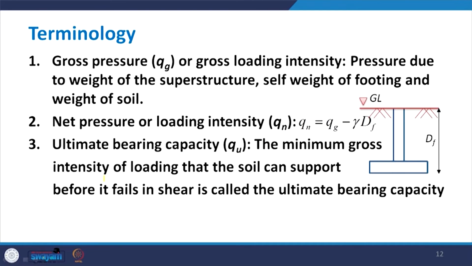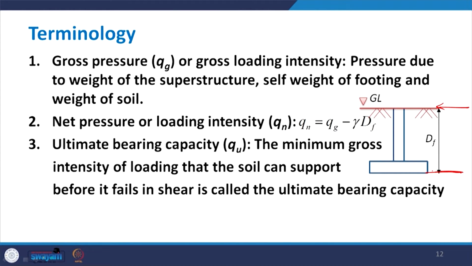Then we do have the net pressure or loading intensity, which is q_n, and that is if we exclude the weight of the soil coming on the footing, then that is the net pressure or loading intensity, which you could see in this figure. Actually, as far as depth of foundation is concerned, it is from the ground level. What you could see here is the ground level, and this is the base of the footing. So, the distance between the ground level and the base of the footing is D_f, and this D_f is called the depth of the footing. So, whatever weight of the soil inside this D_f, you subtract gamma D_f, and once you subtract that, then you get net pressure or loading intensity.